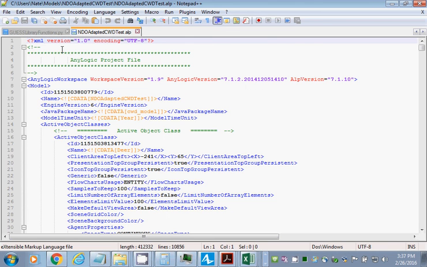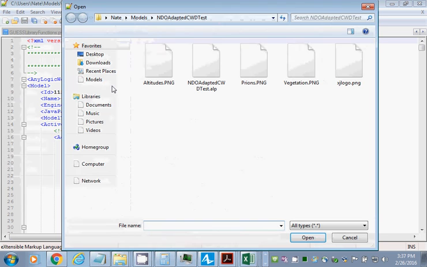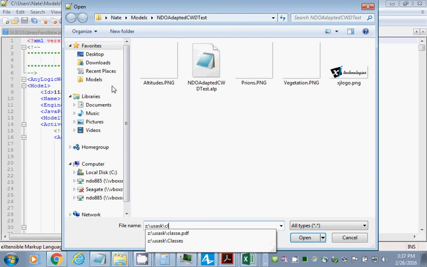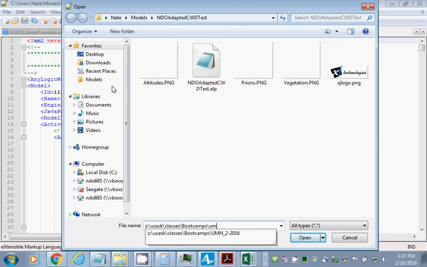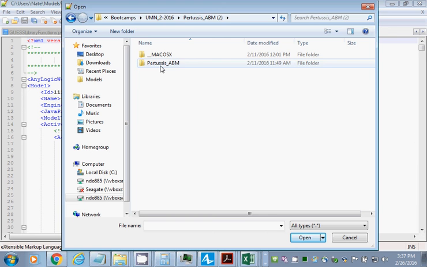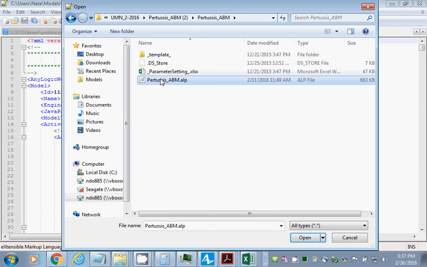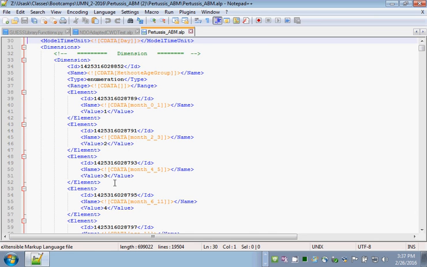And I'm just going to change this temporarily to be an earlier version because I want to be able to open this model. And I will call this pertussis ABM hacked. Okay. So I've just done that. Now let's see if we can open the model. Here we go. That looks good.